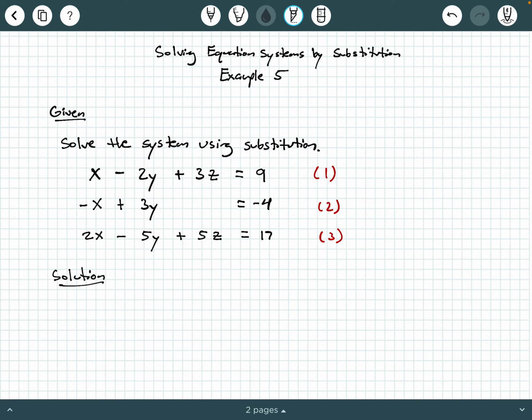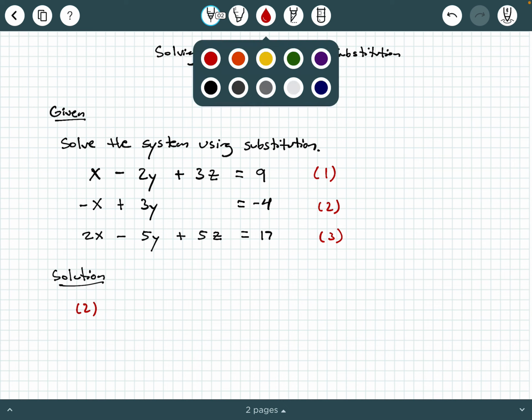I personally, and again, it doesn't matter, would start with equation 2 and solve for the x variable in terms of y. Again, you don't have to, but the reason is that equation 2 does not have a z variable, so algebraically, it's a bit easier to rearrange equation 2 with x equaling everything else compared to equations 1 and 3. But again, you may take a different approach. So I'm going to start with equation 2, and I'm going to solve for x.